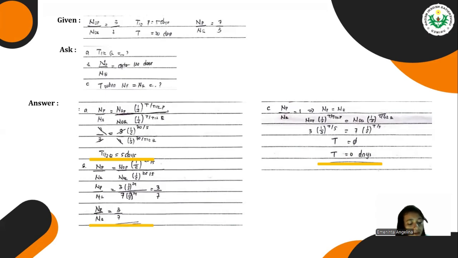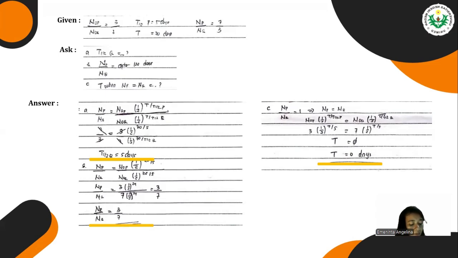Like the problems above, we substitute into the equation and we get NP over NQ is about 3 over 7. Check: when NP is equal to NQ, it makes sense: NP over NQ is equal to 1 and NP is equal to NQ.